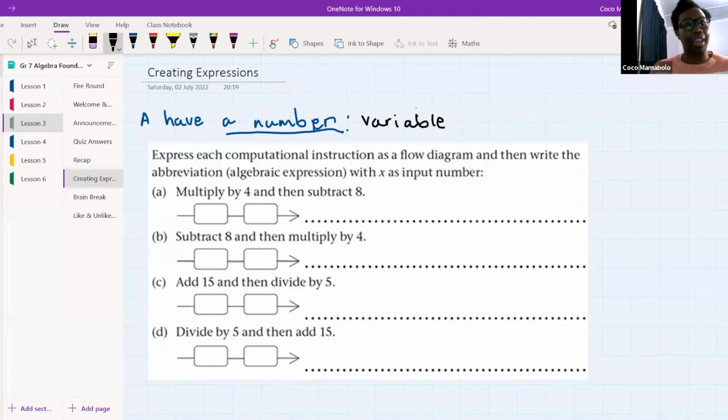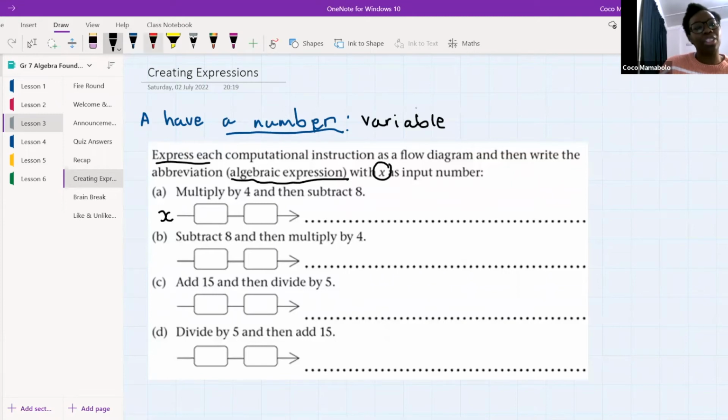Excellent. Okay, so now we're going to use that same idea and put this into an expression of our own. This says express each computational instruction as a flow diagram, then write the algebraic expression with an X. So the variable that they've chosen for us here is X. I'm going to show you how we do the first one. So we're going to have X. I'm going to put X here.